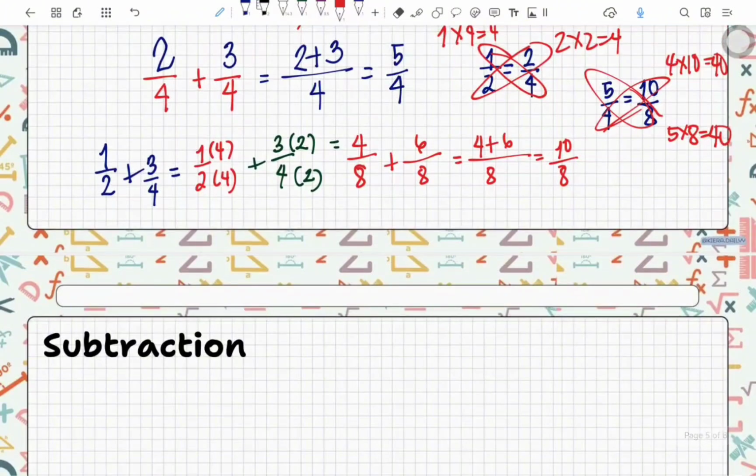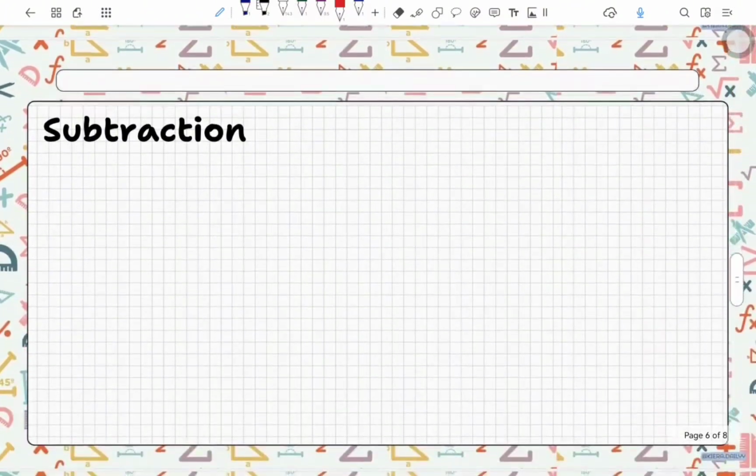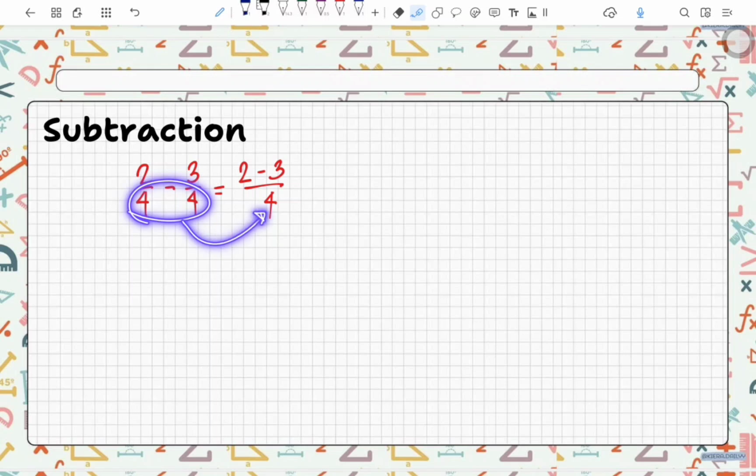From the previous example, we have 2 over 4 plus 3 over 4. Let's try subtraction here. That is 2 over 4 minus 3 over 4. So this will become 2 minus 3 over 4. We are just going to copy the denominator since they are the same. So what is 2 minus 3? 2 minus 3 is negative 1. So the answer is negative 1 over 4. Okay. How about if they are different?